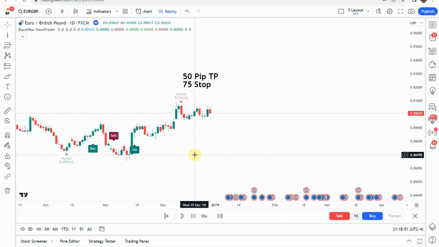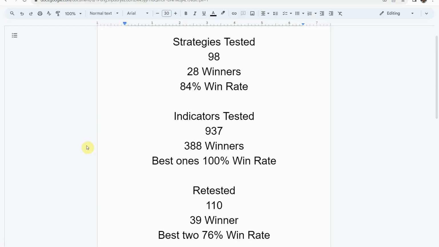Alright, as I said, today we will be testing the BlackPika TrendTrader indicator. Before we do though, I wanted to put the testing scoreboard up for everyone to see. So to date, we have tested a total of 98 different strategies, with 28 of them being winners. The best one so far was able to achieve an 84% win rate. That is the Academy of Forex indicator with the Z-score probability indicator.